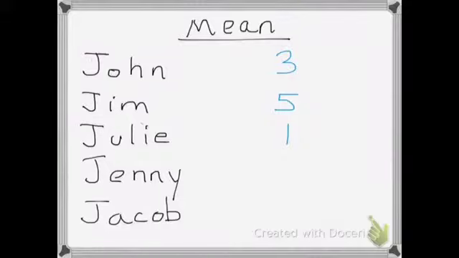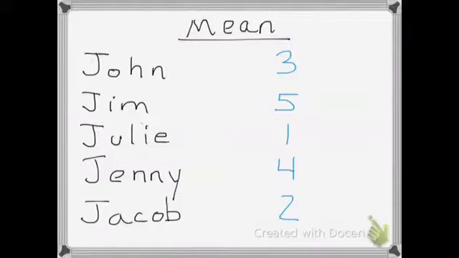has 4, and we have our last one, Jacob, who has 3. To make this problem a little bit easier, we're actually going to change Jacob to a total of 2 bracelets. So we're going to say he has 2 bracelets.